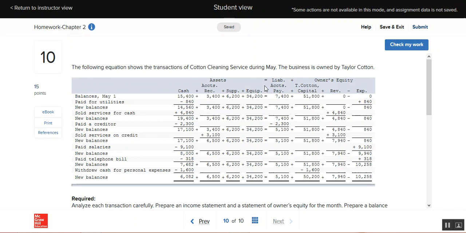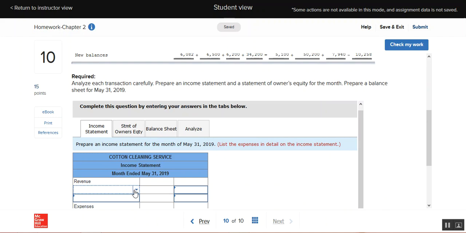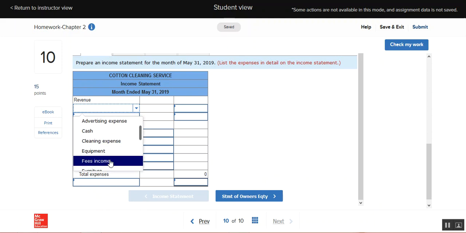So it asks for an income statement, which is always the first thing you do. So when you're doing your income statement, you're only going to put things that are in these last two columns. You're only worried about revenue and expenses when you're doing your income statement. So down here where it has your revenue, you're going to put a title there, and I think they usually call theirs fees income, which is their revenue account.